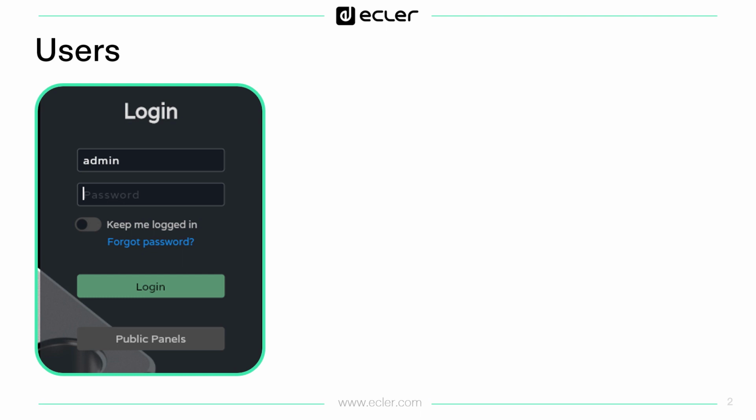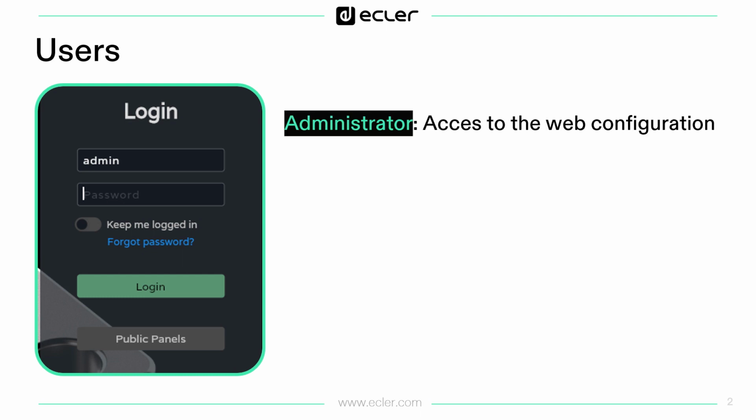And now let's see how to work with users. In VIDA series, there are 3 user profiles. Administrator. This will be usually you. By default, the login is admin and the password is admin as well. If you ever forget the password, type admin as login and reset as password.